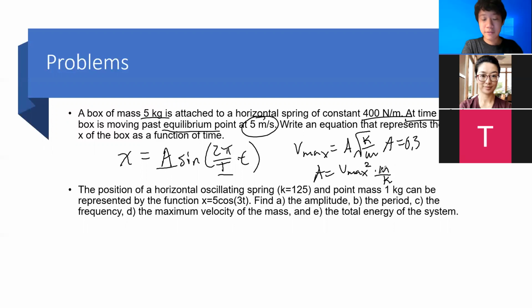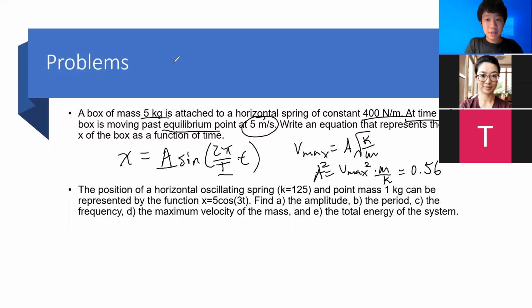So now we have, wait, actually that's not right. A squared is equal to that. Sorry. So all we need to do is take the square root of what we just got, 0.56. So now we already have A. We just need to solve for the period.